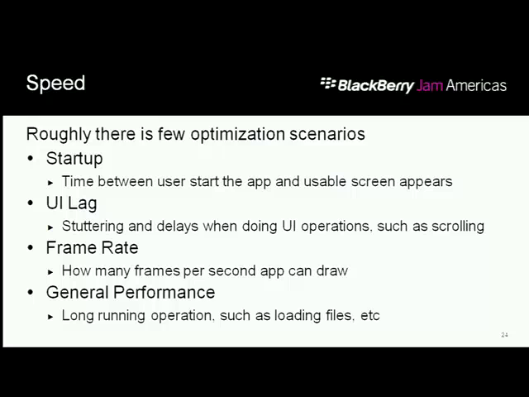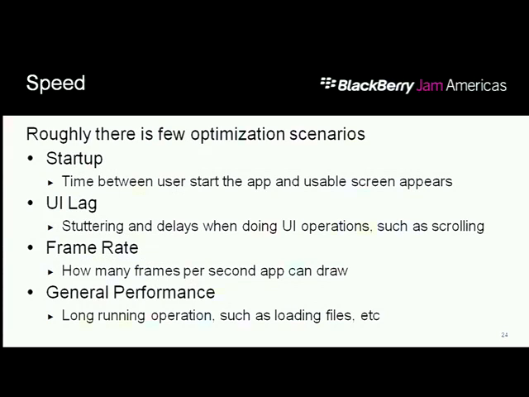Roughly, there are a few optimizations you can do for CPU. There's startup time. It's the time between the user clicking on the application and the user seeing some sort of reasonable screen and being able to start working with the application. There's UI lag. It's when your application, for example if you scroll it, stutters, or the user clicks a button and it takes a lot of time to show the next screen. It's UI lag you're trying to optimize to make it smooth and fluid.